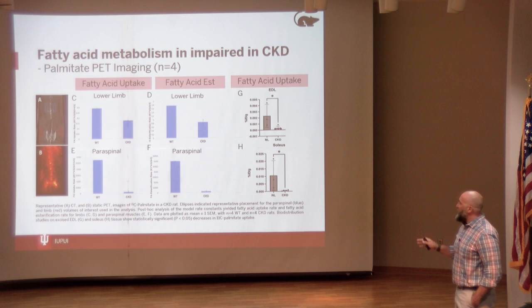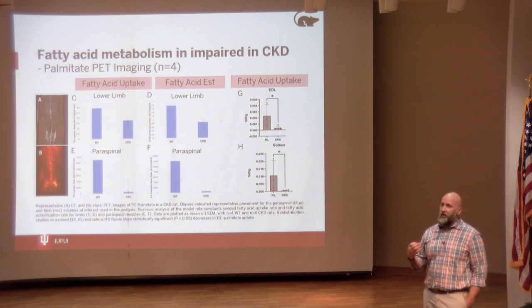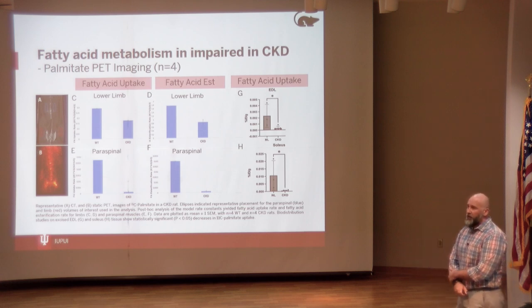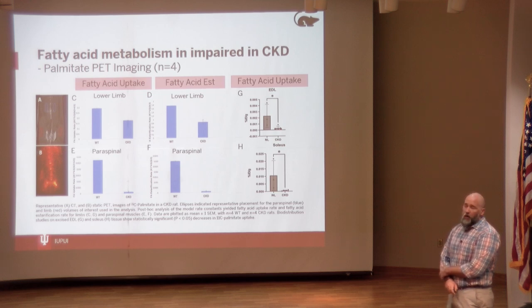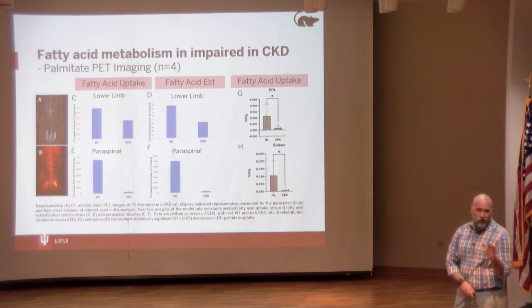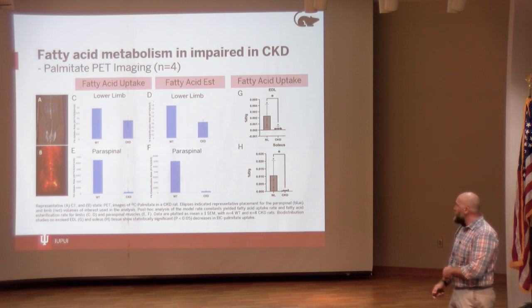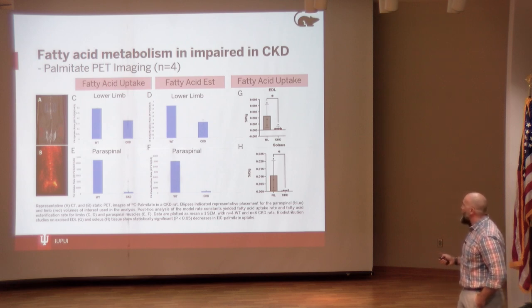So we did some PET imaging with palmitate, which is a very standard long chain fatty acid tracer that's used. We also did an FDG for glucose. There was no difference in glucose for the normal and CKD animals. But what you can see is fatty acid uptake was significantly reduced in CKD animals compared to normal. And this is in the lower limb as well as in the paraspinals, which was drastically reduced.